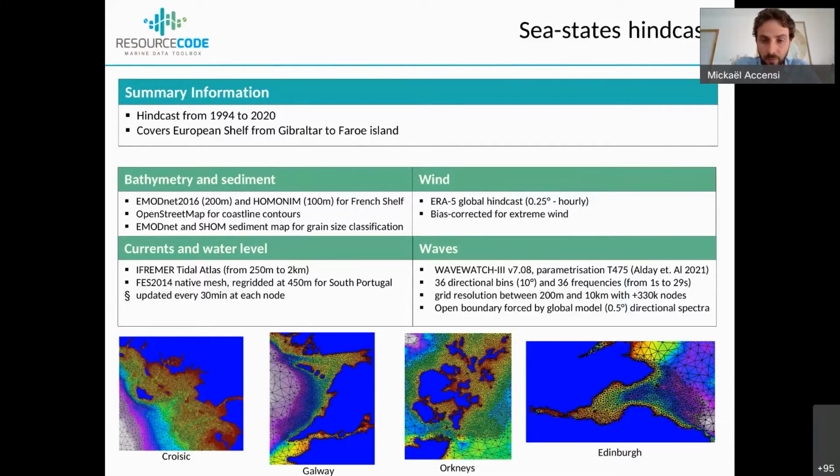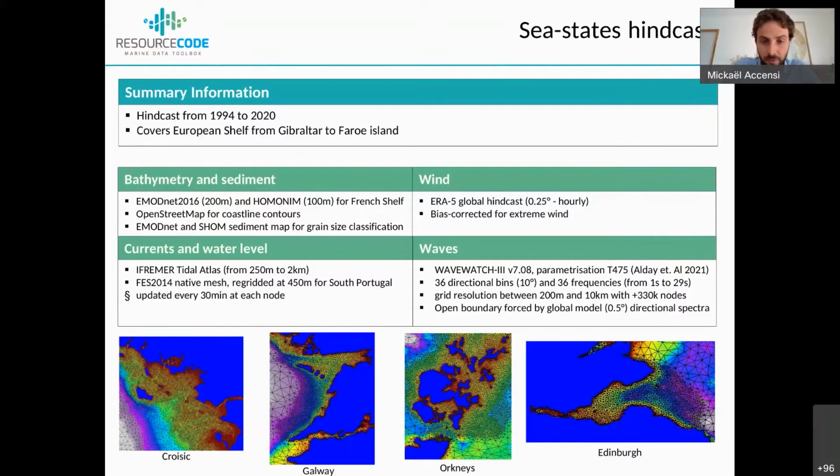And so the model we use for the waves is a spectral wave model, WAVEWATCH III. So here we've used the latest version 7.08, and we have developed during the project a new parameterization, which is a T475, which is fully described in the paper from Alday et al. 2021. And about the spectral resolution, here we have used 36 direction bins and 36 frequencies. And so it was a good balance between accuracy and computational time.